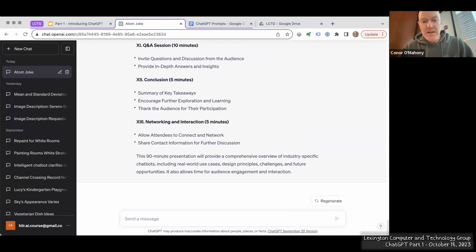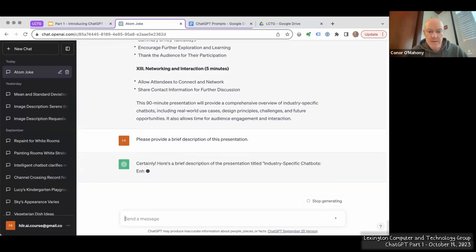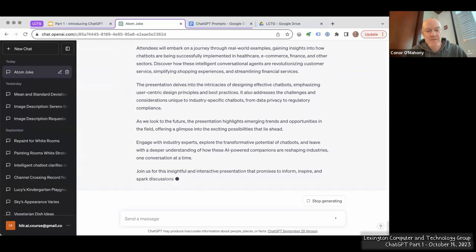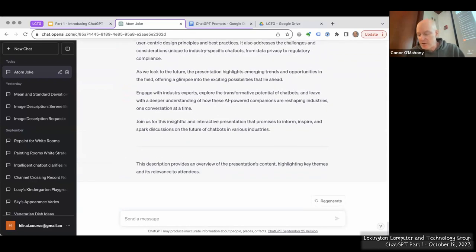And let's assume we look through and it looks okay. Please provide a brief description of this presentation so we can send it out to people in the email. Not so brief. No. We could ask it to go shorter if we wanted. But anyway, I thought this example is kind of interesting, again, because you can interact with the system to get where you want to go. You can start narrowing in on topics. You can then ask it for an actual presentation outline, which may or may not be useful, but very interesting potential here.